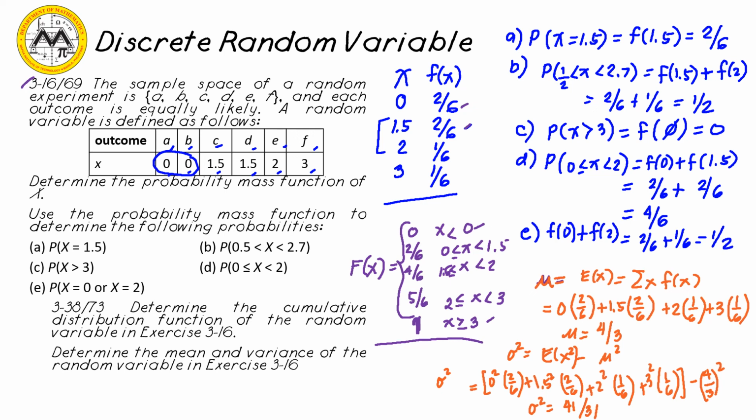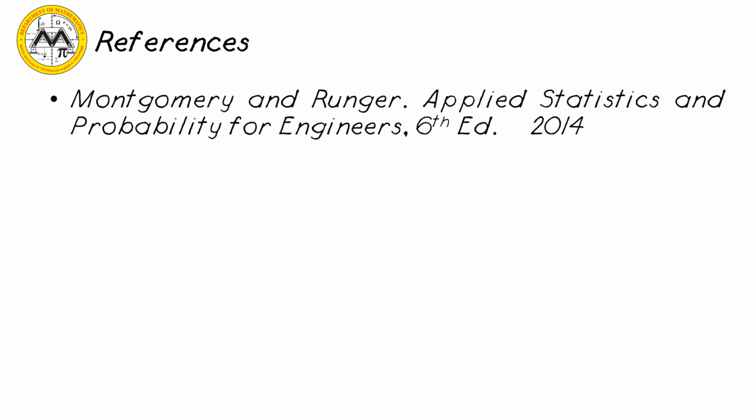Okay, so if we want to get the standard deviation, it would be the square root of 41 over 36. And these are used for this discussion.